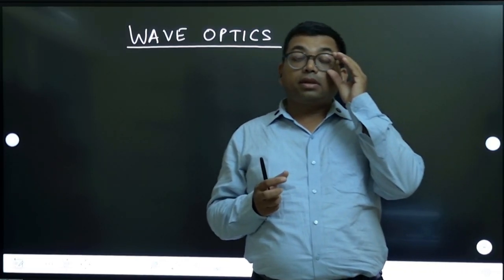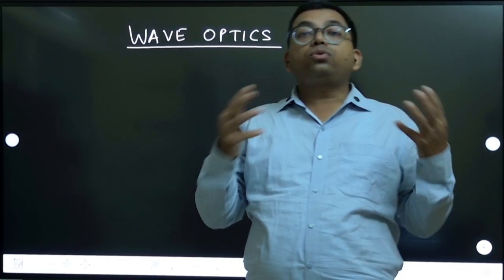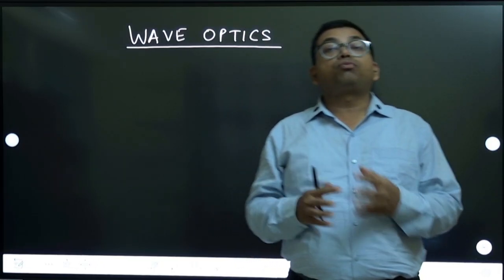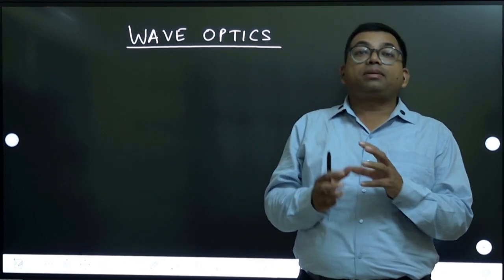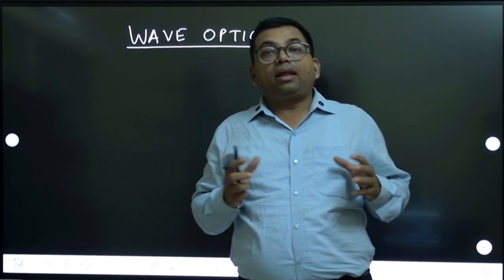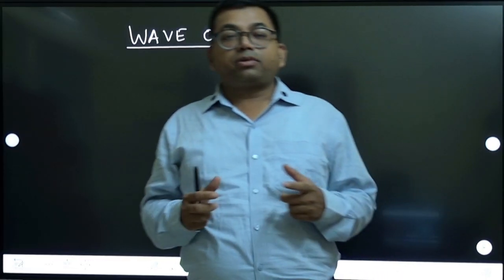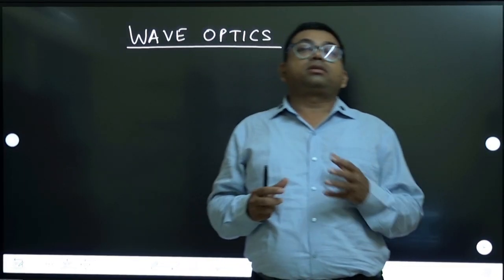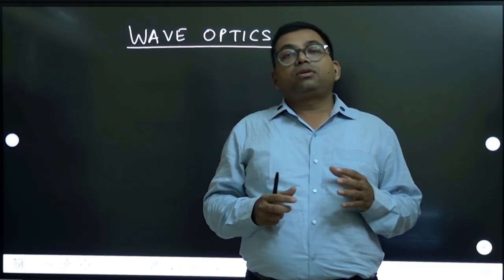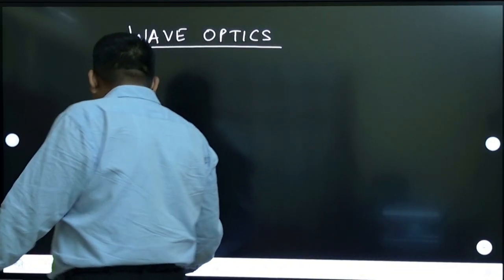Wave nature means two light waves can combine and produce interference or superposition, right? So somewhere intensity will be more, somewhere intensity will be less. So many concepts will be there in this chapter. It's a very important chapter. So let us start this chapter without much delay. Okay, so let's start wave optics.